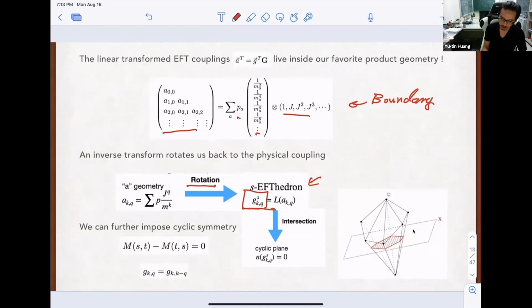We call this the S channel EFThedron. And then, for example, if you have just a colored amplitude or a color theory, then this will be the EFT that you're interested in. Then you can impose cyclic symmetry. The intersection of what cyclic symmetry implies is a symmetry subplane. Then the intersection of the symmetry subplane with this S channel EFThedron carves out the space of EFT associated with a colored theory.